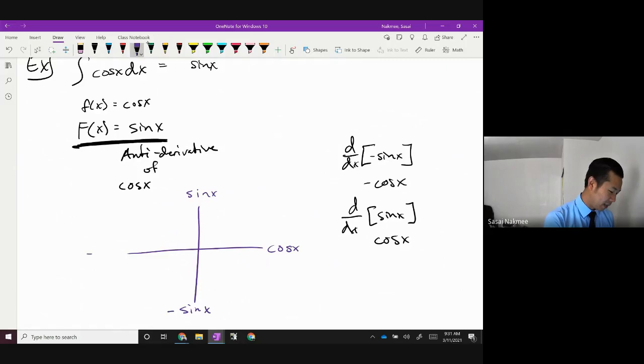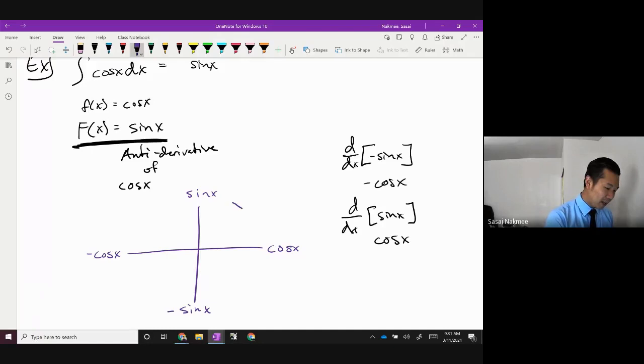Negative sine of x, and this is negative cosine of x, right? Which is a nice chart to help you see where sine is positive, where sine is negative, and where cosine is positive, where cosine is negative. But check this out.